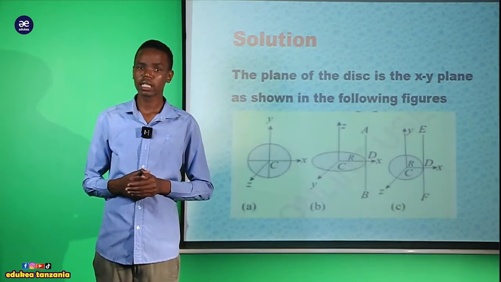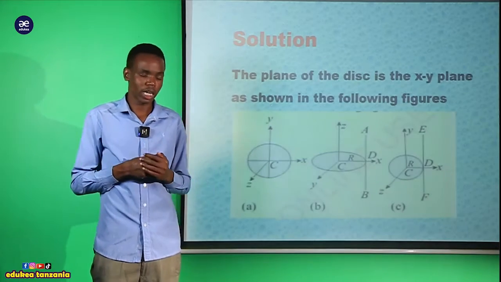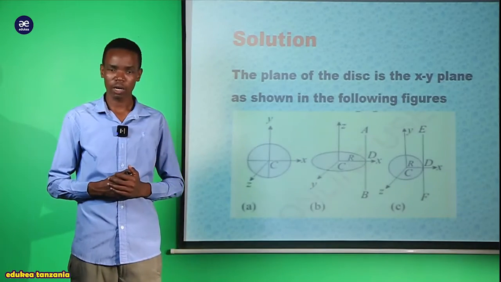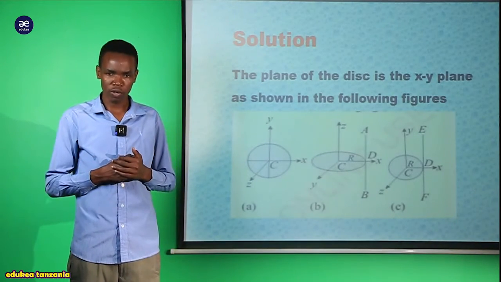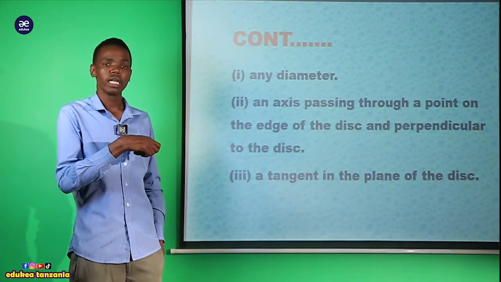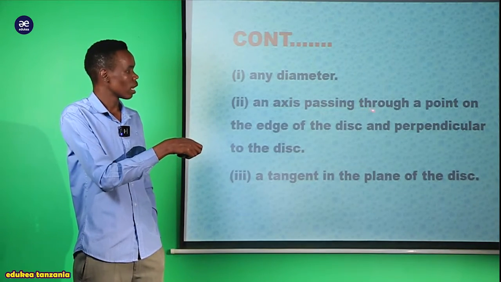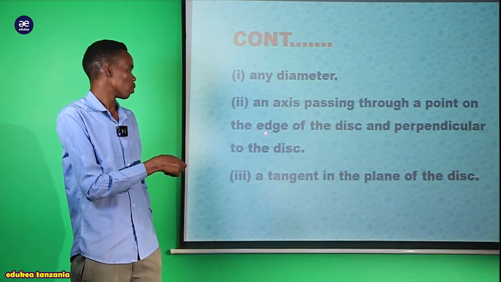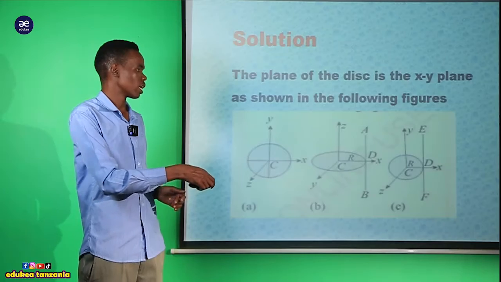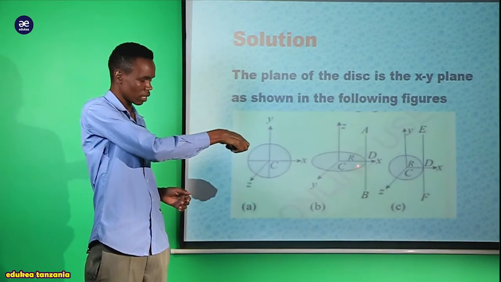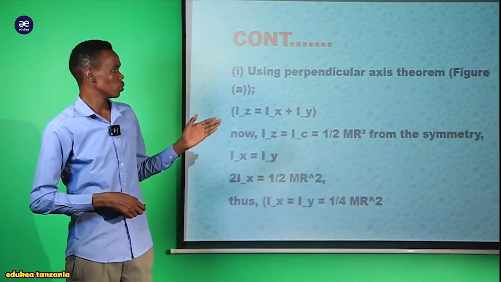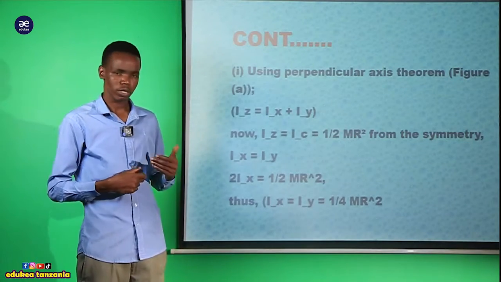So after observing our figures, figure Roman A, figure Roman B, and also figure Roman C, now let us see how we can get the moment of inertia related to figure Roman A, figure Roman B, and finally figure Roman C. How can we get the moment of inertia about any diameter, and also in Roman 2 we have been asked when it is passing through a point on the edge of the disk and perpendicular to the disk. Here, for the tangent, we are going to look for the axis of rotation.